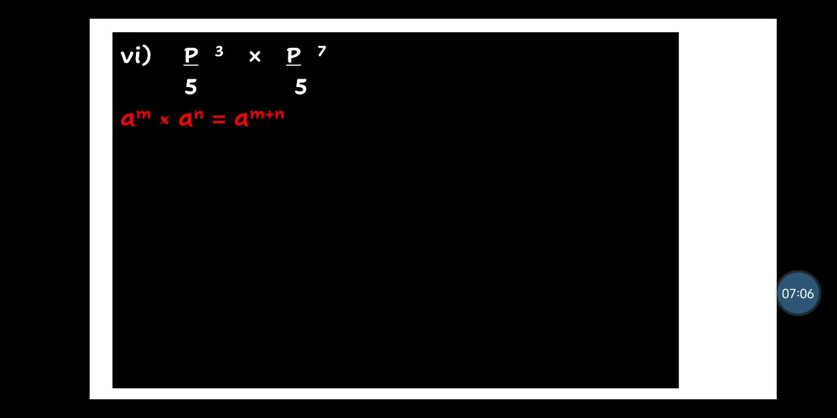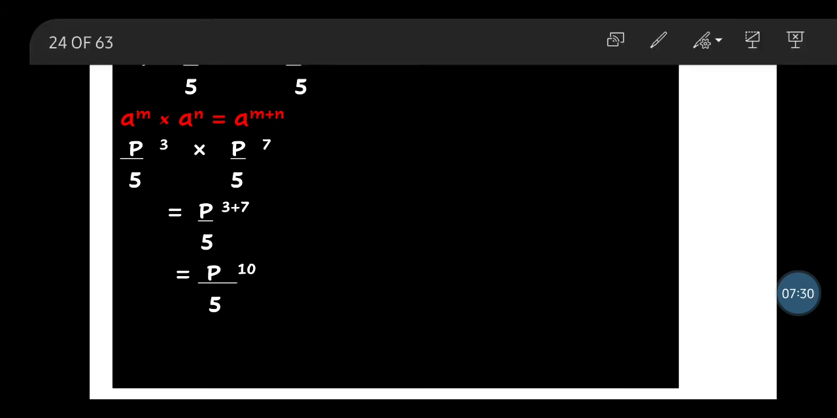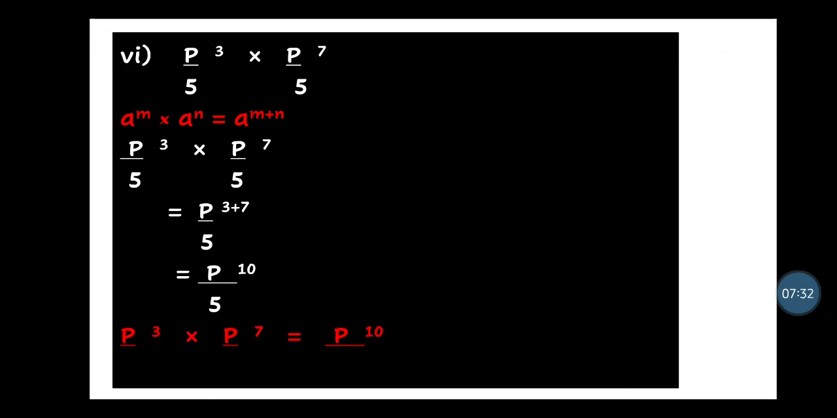So, p upon 5 the whole cube into p upon 5 raised to 7 is equal to p upon 5 raised to 3 plus 7. That is equal to p upon 5 raised to 10. Therefore, the final answer is p upon 5 the whole cube into p upon 5 raised to 7 is equal to p upon 5 raised to 10.